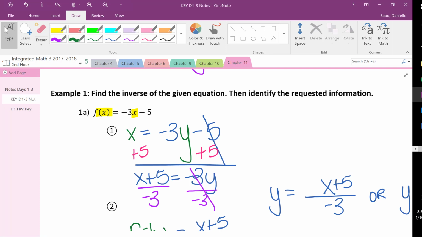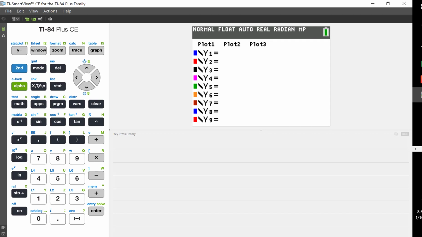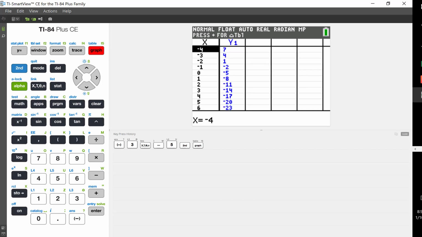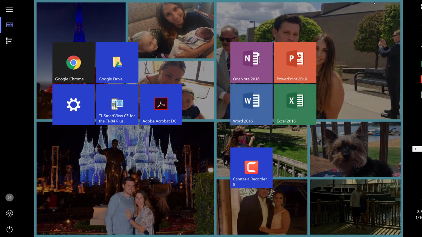In order to get to the table, hopefully you remember how to do that. You press second graph. For those that are having a brain fart, because it's been a very long time, I will walk you through that one. So you go to y equals and you type in -3x minus 5. And then we press second, which is in this red right here, and then graph. And you should get your table. Go ahead and fill that in. Now do the other one.